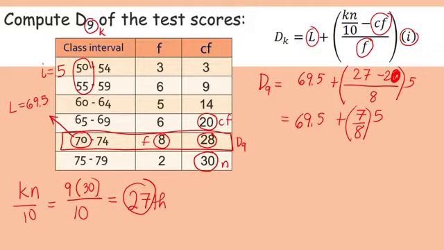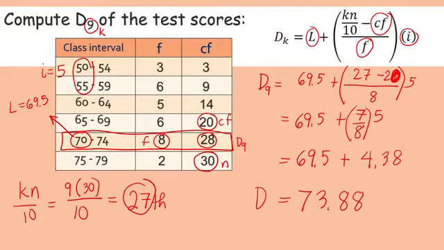So what is 7 times 5 divided by 8? 4.375, or 4.38, just 2 decimal places. So you have there, let's write it down, 69.5 plus 4.38. So 4.38 plus 69.5 is 73.88. So this is the value of the ninth decile.